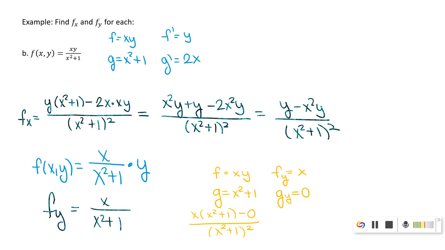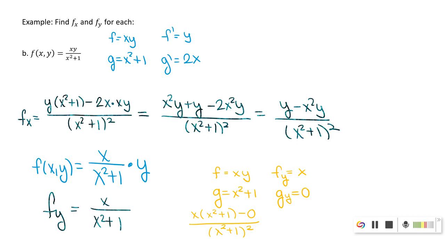Now you could use the quotient rule if you wanted to on this. Your f would still be xy, your g would be x squared plus 1. But then for the f prime and the g prime, we would take the derivative with respect to y. And so that would make your f prime just x, and your g prime would actually be 0 because there's no y's in the denominator.